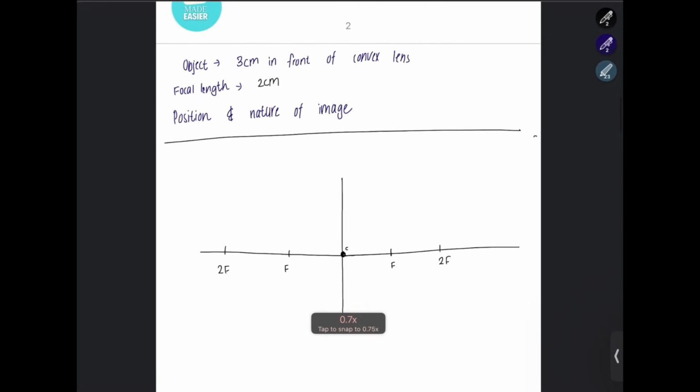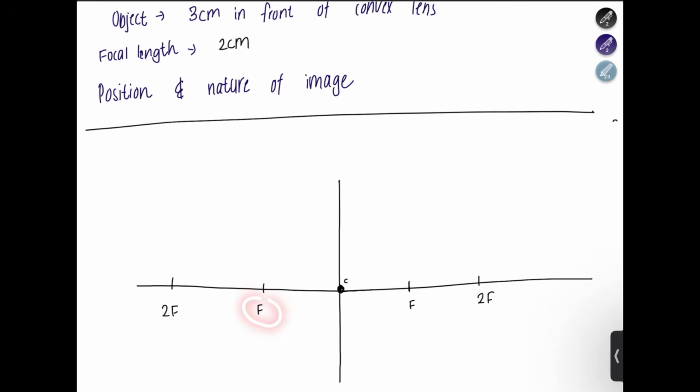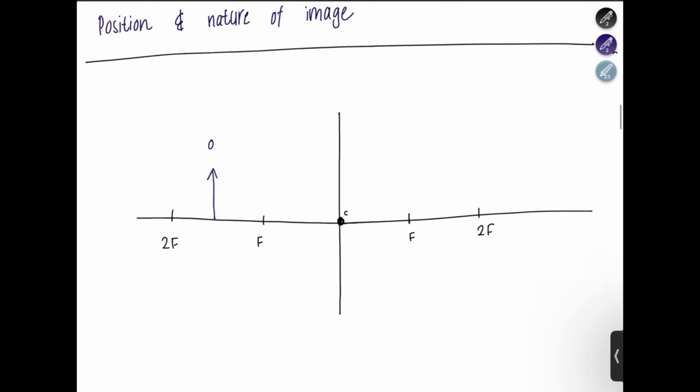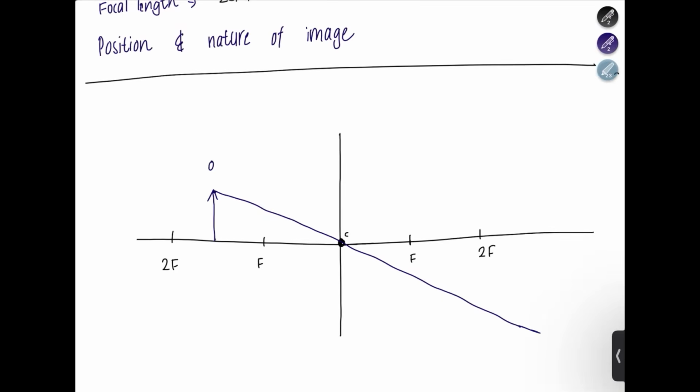Now, the object is placed 3 centimeters in front of the convex lens. So if this is 2 centimeters, 3 centimeters is around here in the center. Remember, notice it is between F and 2F, okay? So draw your object here. Object is just an arrow. You can label this as O. So now when you want to find out the nature of the image or the position, the first step is you have to draw a line from the top that passes straight through the optical center, okay?